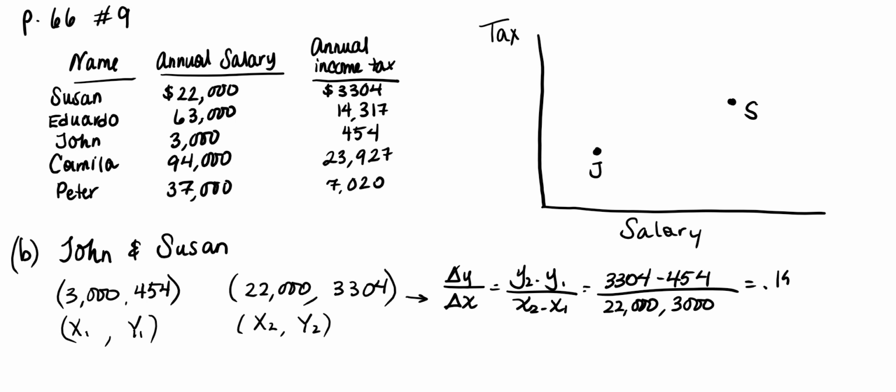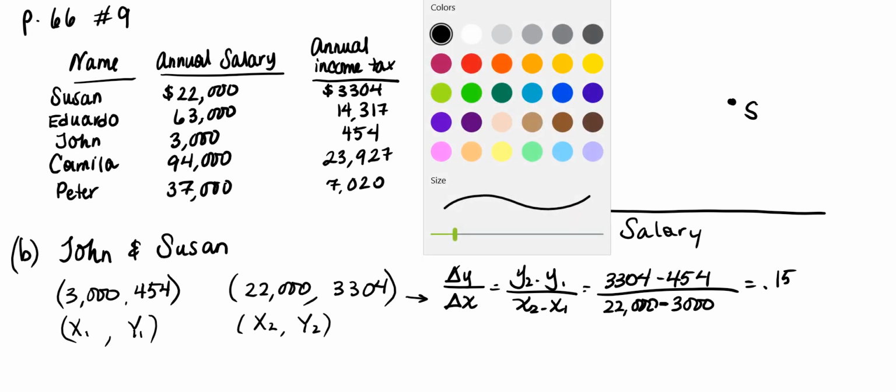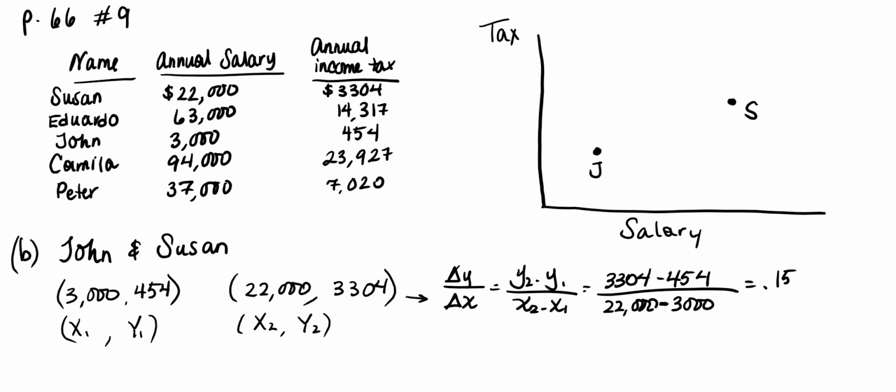So my slope here is 0.15. Now what does that mean? Well, that's telling us that, so let's say that the line connecting John and Susan looks like this. What we need to consider is that this 0.15 is actually over the number 1, and this is y over x, so tax over salary.